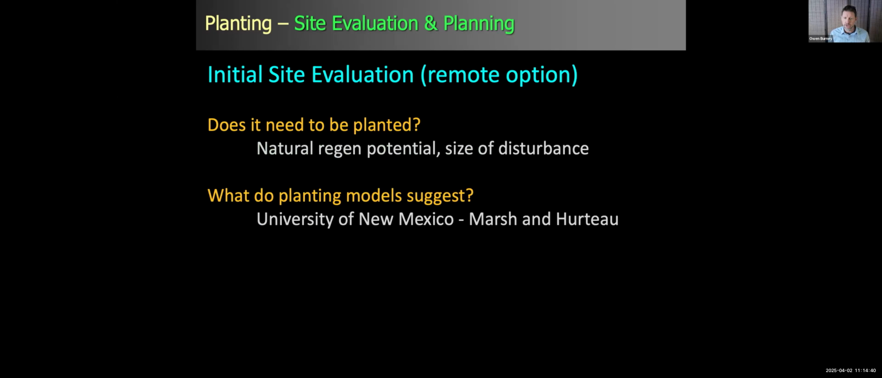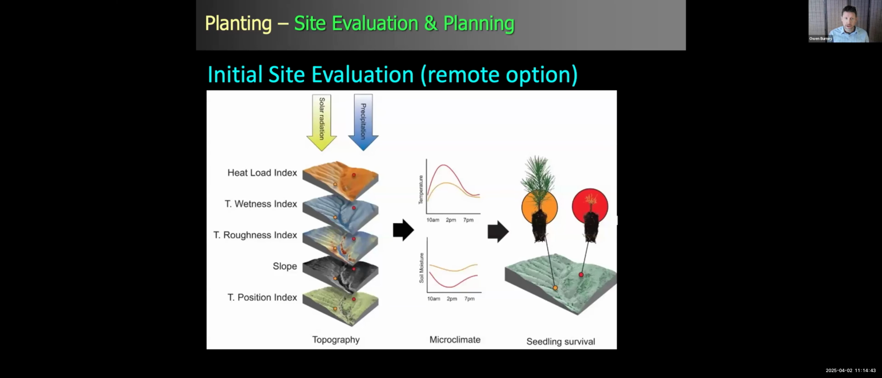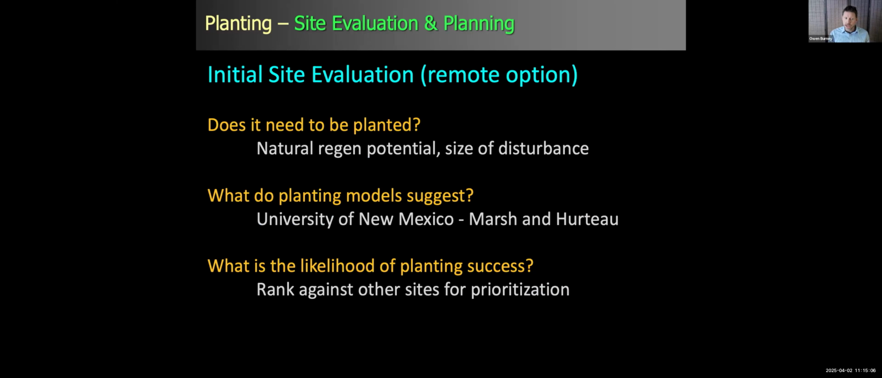Right now at the University of New Mexico, we got Dr. Marsh and Herto that are working on a model that is using input variables such as solar radiation, precipitation, topography to kind of look at a microclimate for the individual seedling, which then translates to a seedling survival probability map. It's still in its infancy, but there's a lot of promise and the research is ongoing. And then you can ask the question is, what is the likelihood of planting success? And this helps us rank against other sites for prioritization. It is very likely that you're going to have a lot of planting needs and not enough resources to do all that planting work.